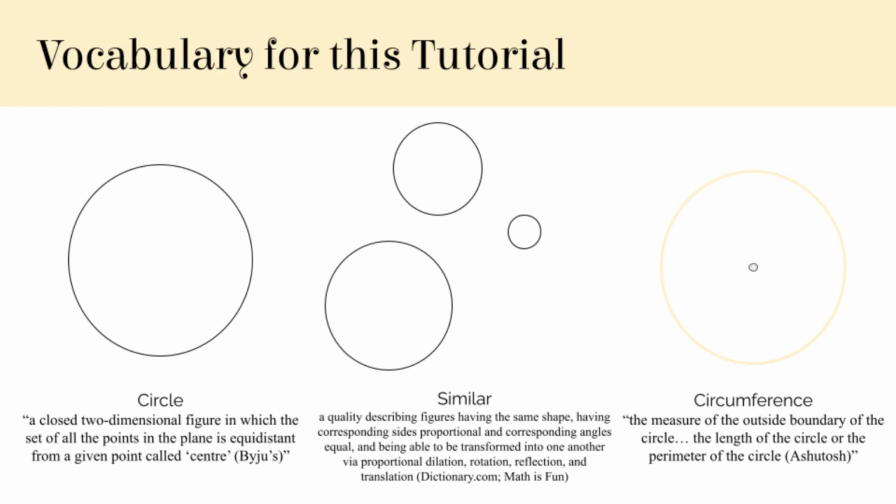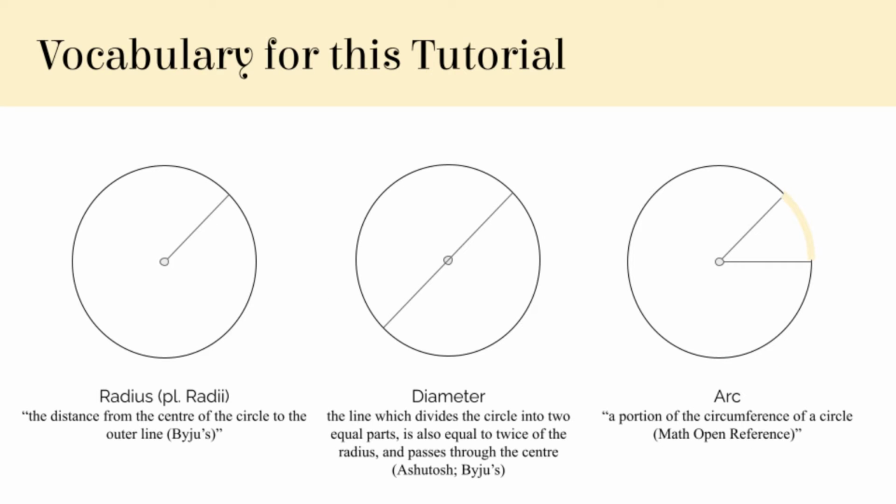Circumference: the measure of the outside boundary of the circle, the length of the circle, or the perimeter of the circle. Source, Attribution. Radius, plural radii: the distance from the center of the circle to the outer line. Source, Byju's.